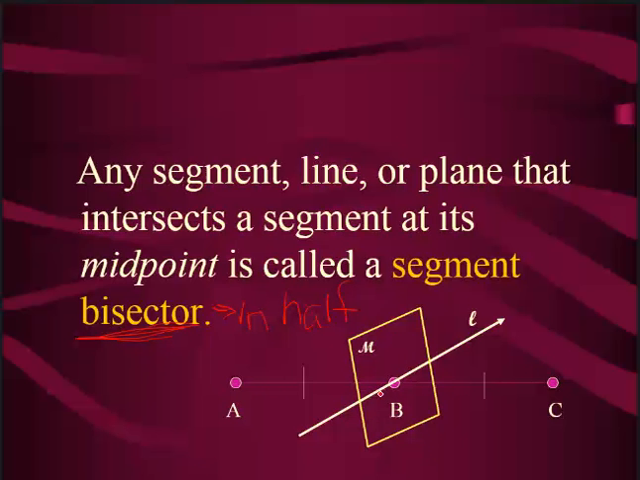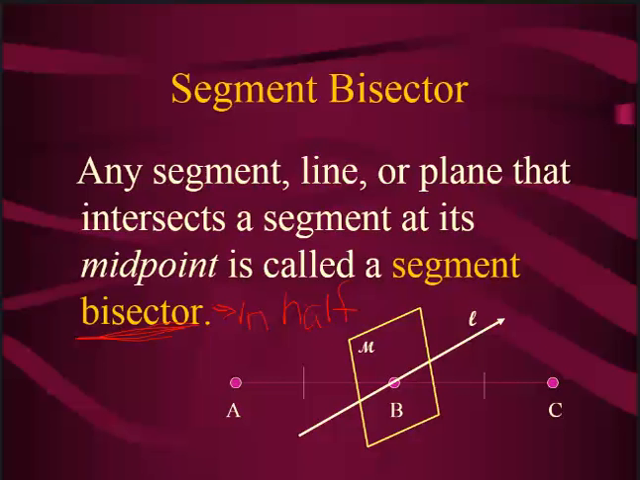Okay, always. So this line L is bisecting line AC, and this plane M is bisecting AC. They're both segment bisectors, cutting it in half. Okay. And sometimes we need to construct segment bisectors.